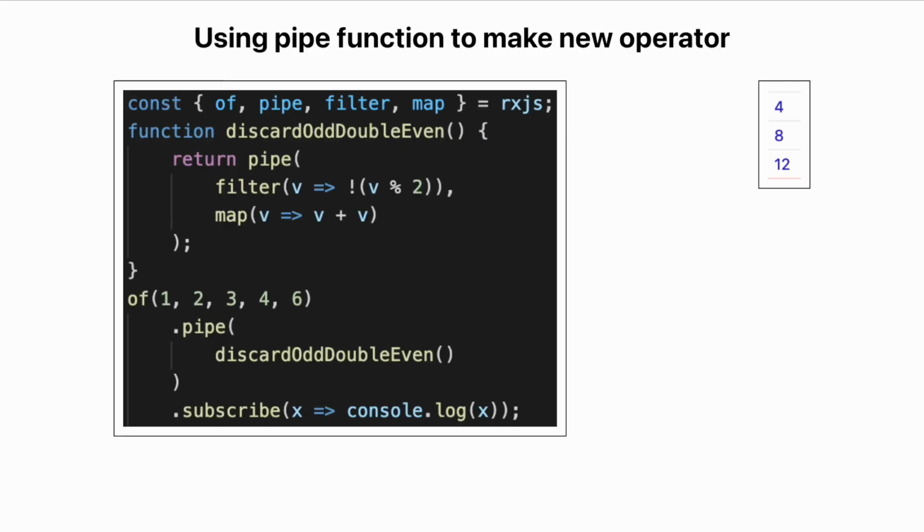Using the pipe function to make a new operator. If there is a commonly used sequence of operators in our code, the pipe function can be used to extract the sequence into a new operator. For example, here we create an operator that discards the odd values and doubles the even values. This pipe function is similar to the pipe method in the observable instance, but not the same thing. We can also create a new operator from scratch. For that, we can refer to any RxJS operator source code.